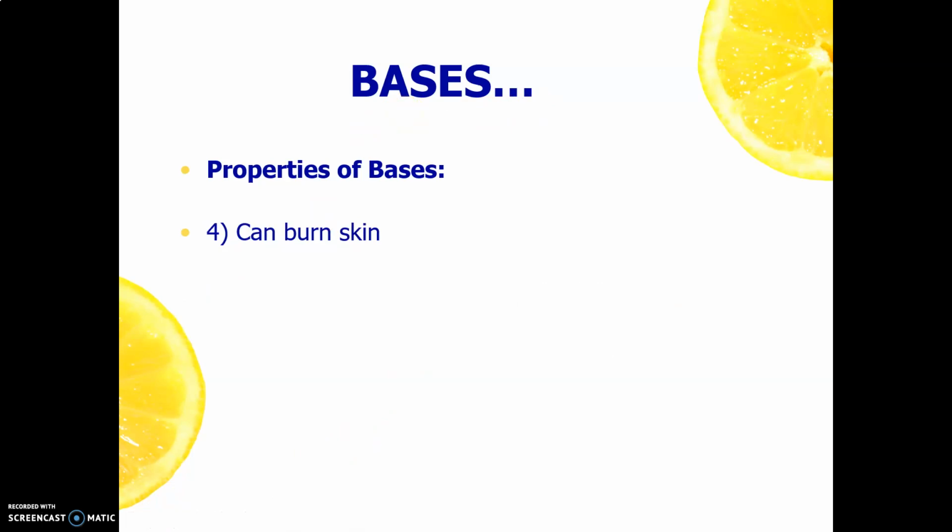One property of bases: yes, a base can also burn your skin, and sometimes it can cause an itch. There is something very famously used in houses for cleaning the bathrooms, called flash detergent. Actually, this is a very strong base, and it's irritating, it can irritate your skin, meaning make you itch, and it can cause a few burns.